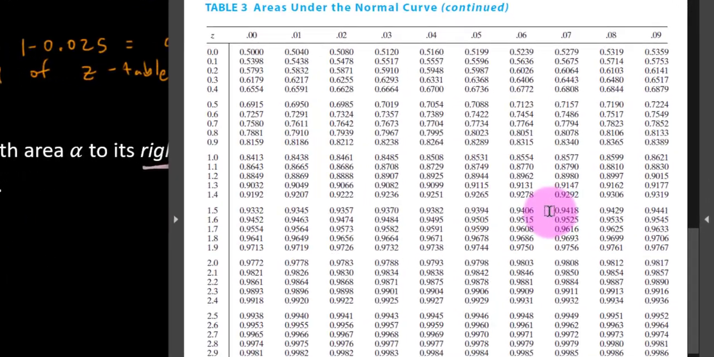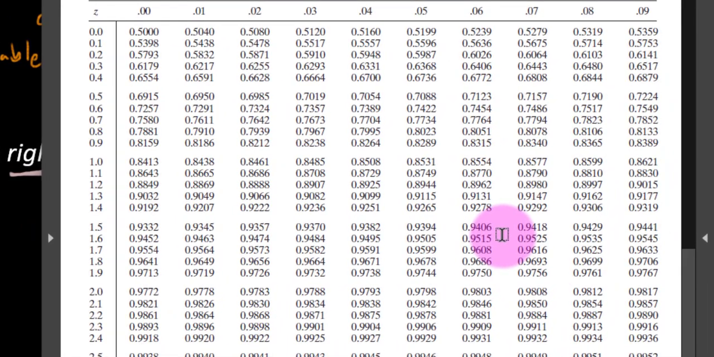Okay, looking up 0.99. I see a lot of 0.99 flying around, but I want to get as close as possible. And I believe I found 0.9901, 0.9898. So the one on the right here is just a hair closer. So I have found its z value at 2.33.